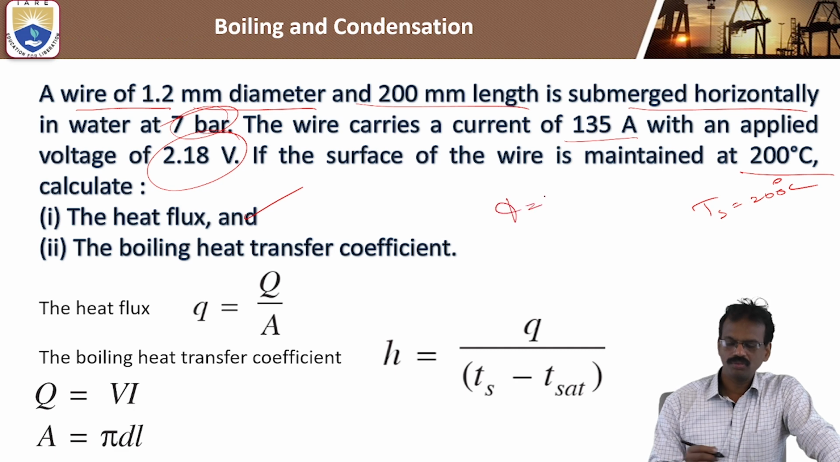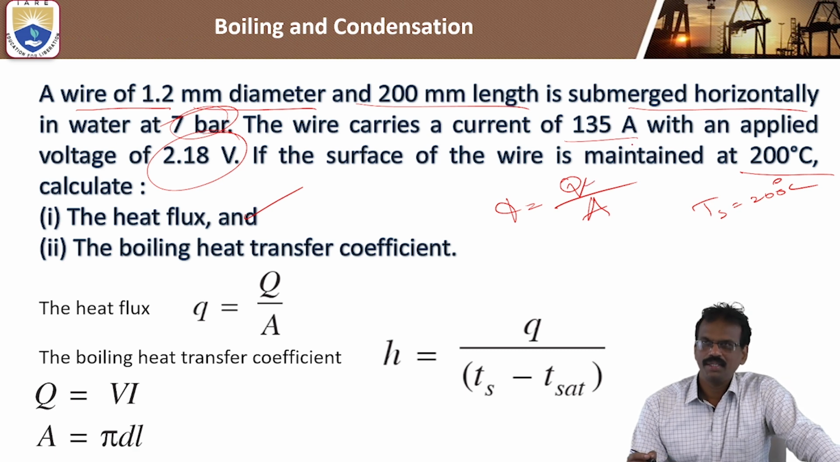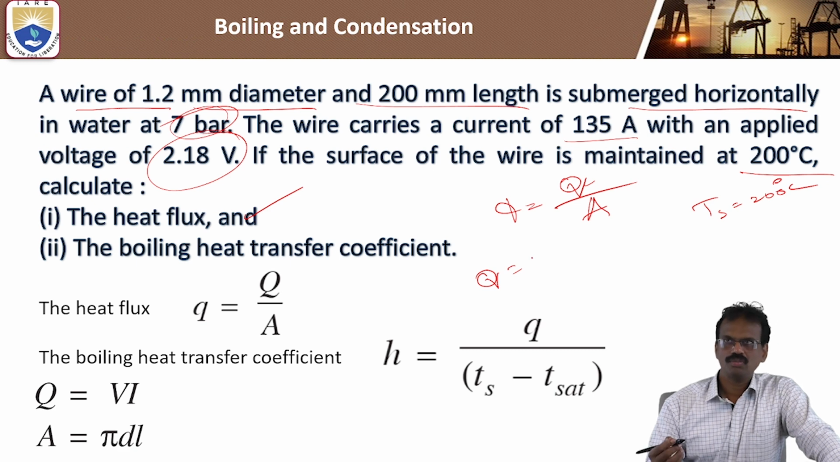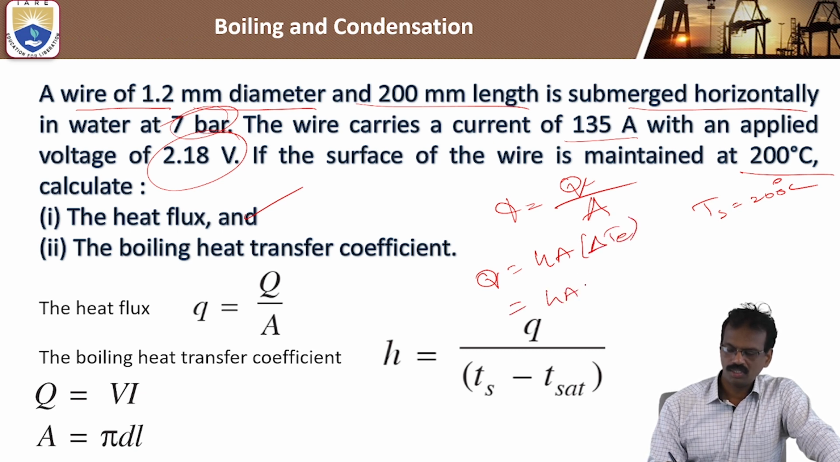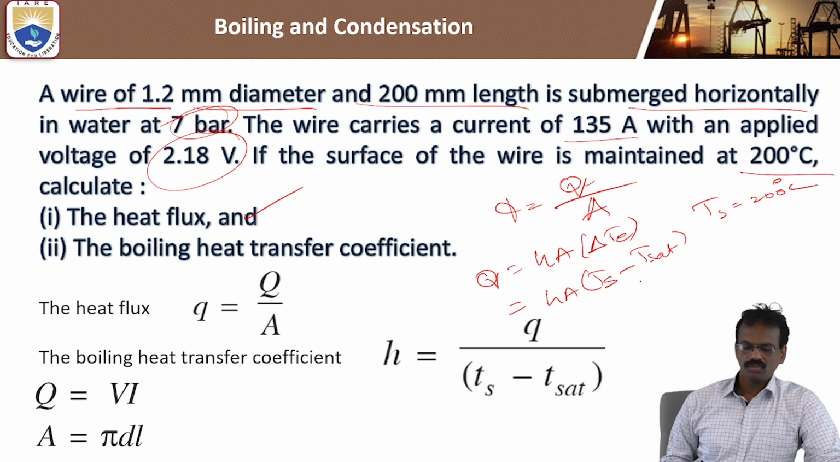So heat flux is equal to rate of heat transfer by area, so Q by A. You know this one: Q, according to the convection process, is equal to hA into temperature difference, delta T. Delta T is the solid surface temperature minus the saturation temperature. Okay, so first of all, you have to note all the parameters or the data given in the numerical.